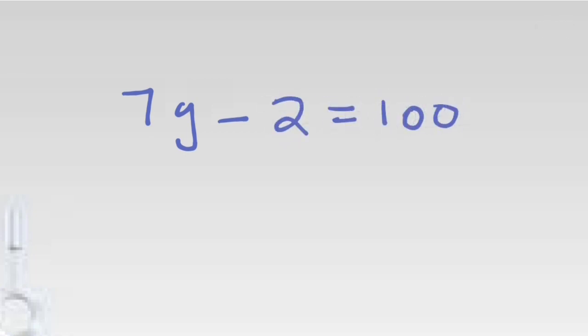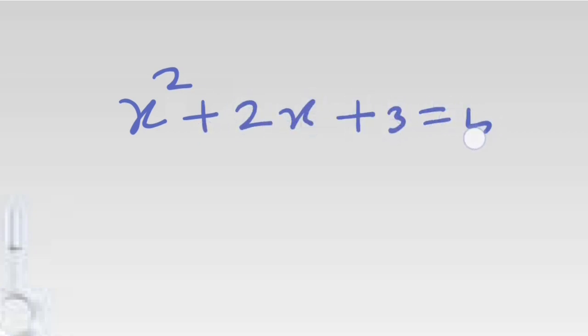Another example, 7y minus 2 equal to 100. It is a linear equation because the degree of the equation is 1.